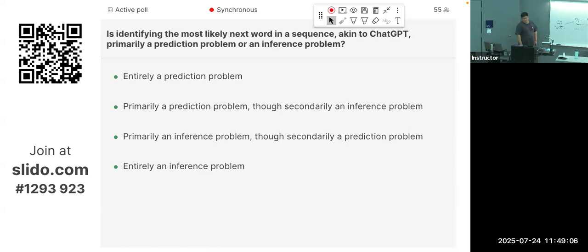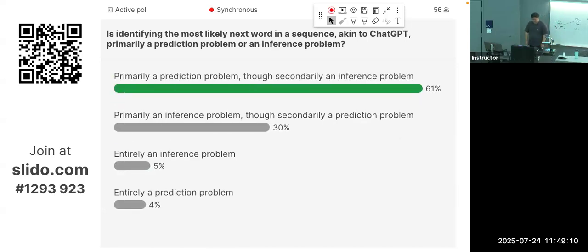All right, with that lovely music, let's look at people's answers. I think most people agree that it's a mix of both. But which one is the main focus here? That's the question.